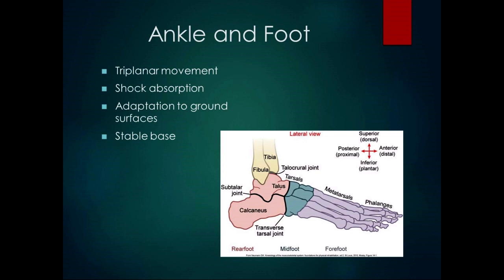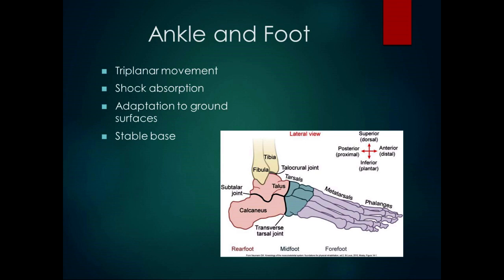So the ankle and foot, they provide triplanar movement. But unlike, say, the hip joint or the shoulder joint, where that triplanar movement comes in one joint, there's not any one joint in the ankle or foot that moves in all three planes, but the combination of movements in all the joints becomes triplanar movement. So there's a lot of movement in the ankle and foot.